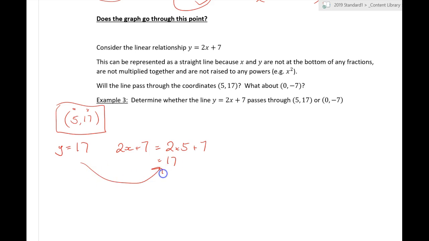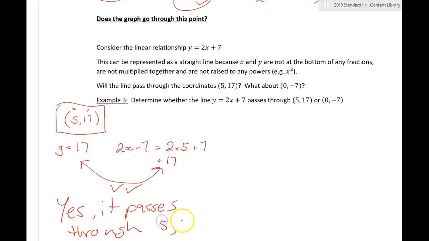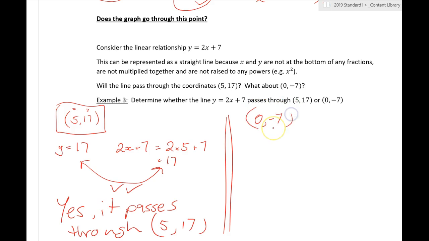Right, and these two things, all good? The left-hand side is equal to the right-hand side, so yes, it does. It passes through (5, 17), because the left-hand side equals the right-hand side. Let's have a look at my other point, (0, -7). We'll see what happens there.